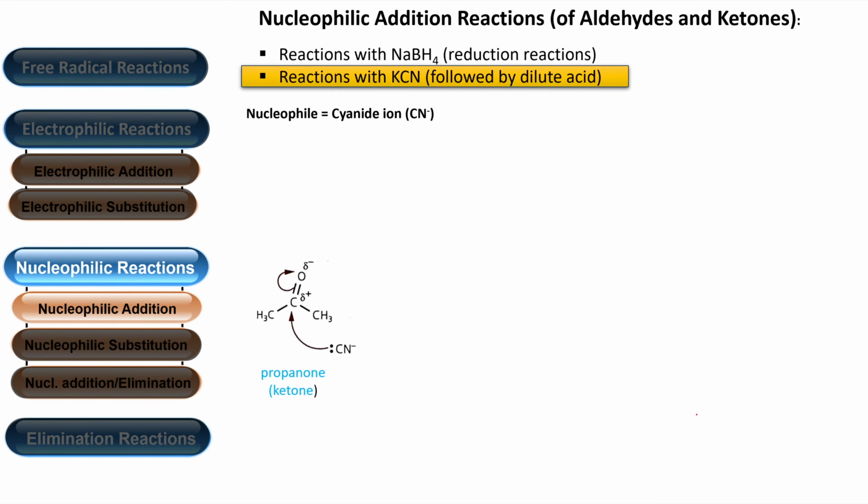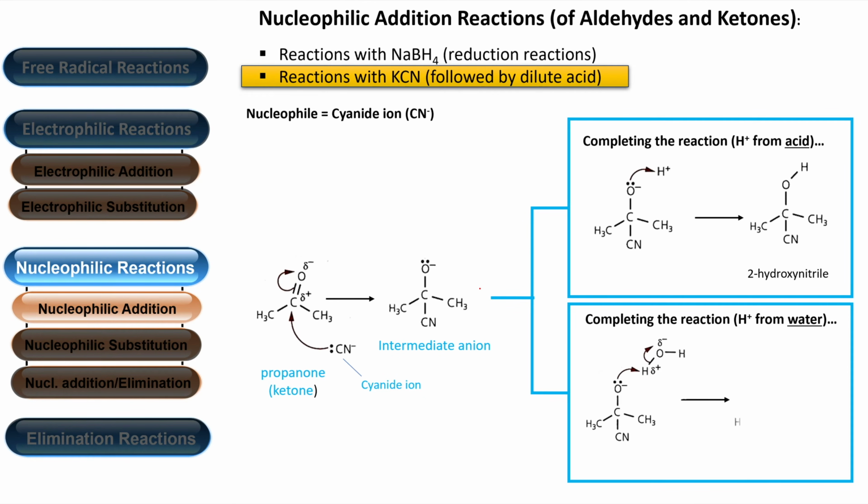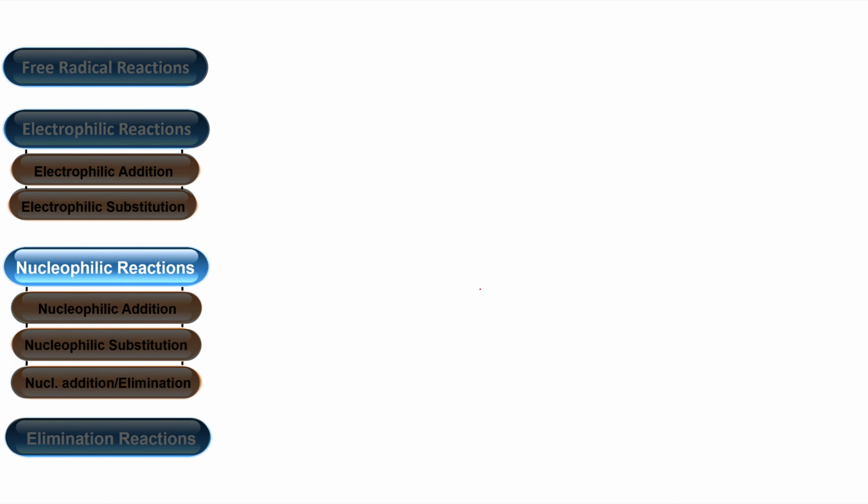Similar is the case for the ketone. So this time we have a propanone, which is a ketone. Cyanide will react again in the same way. We will have the intermediate product, and to complete the reaction, hydrogen will be used either from the acid or the base. In either case, we will get 2-hydroxynitrile.